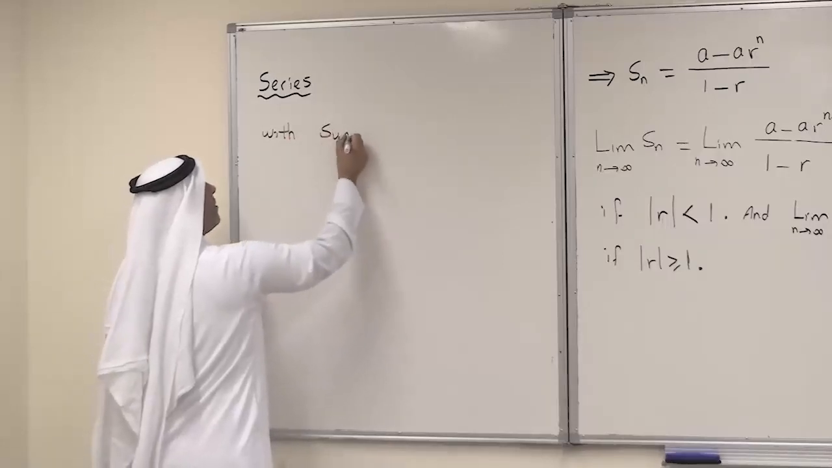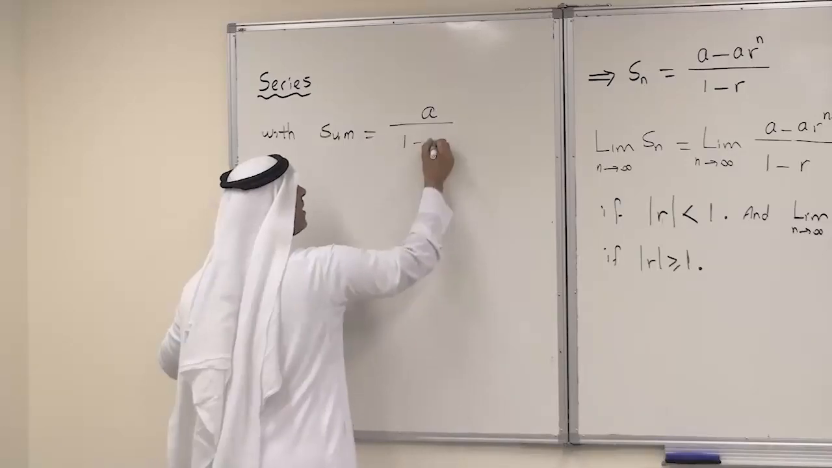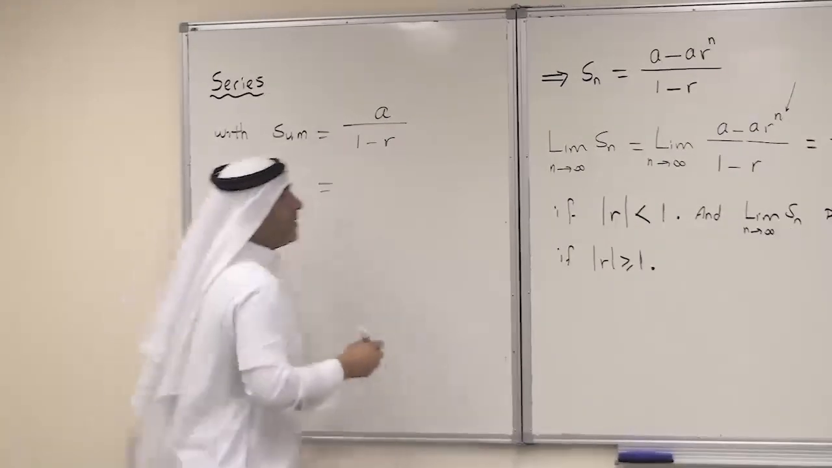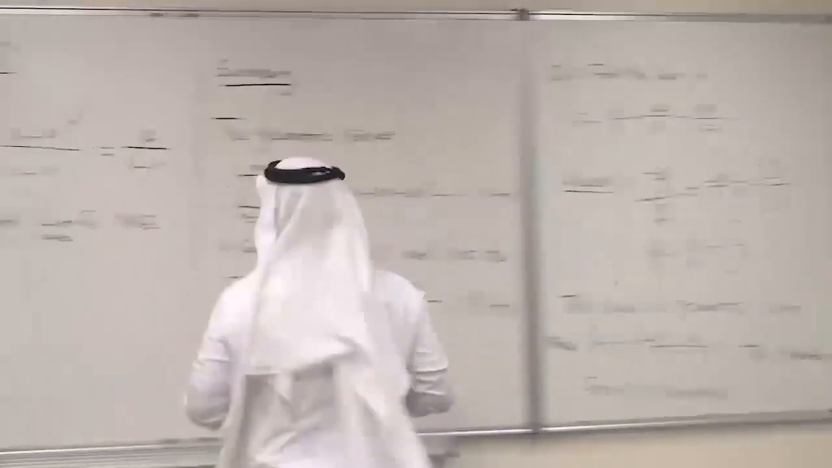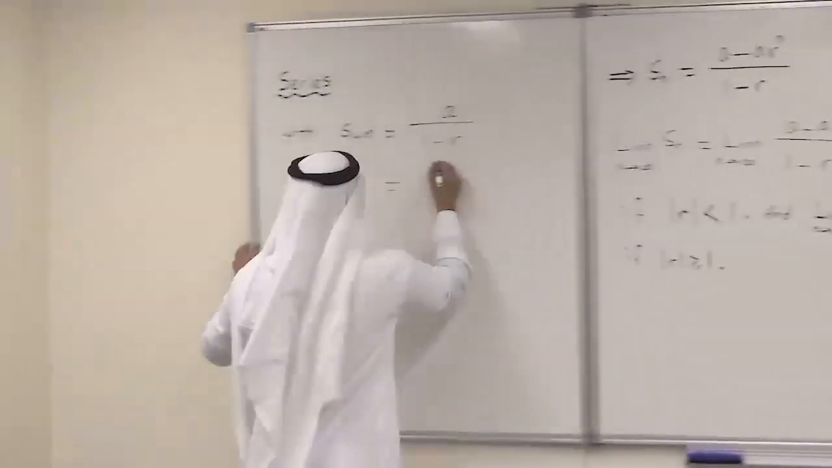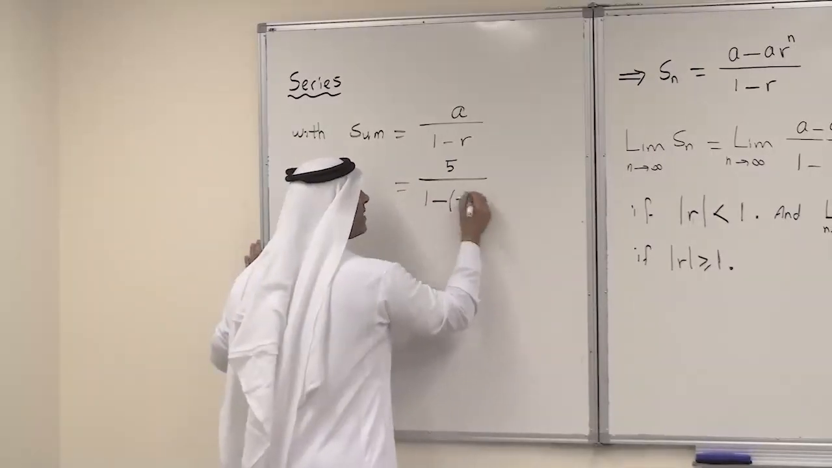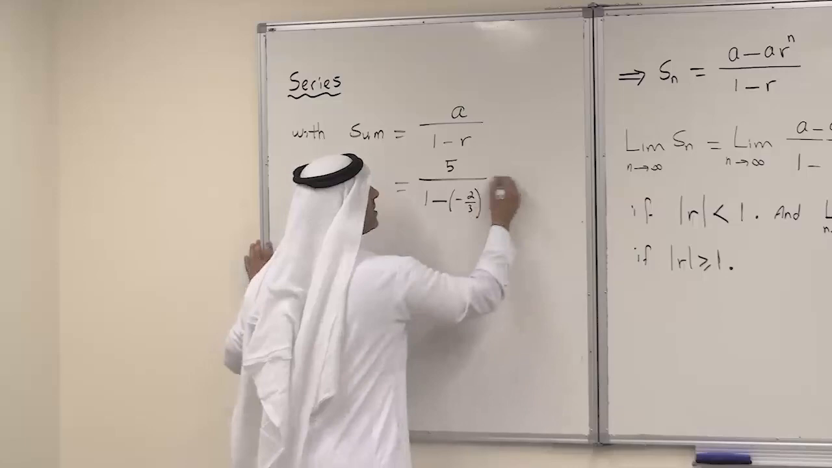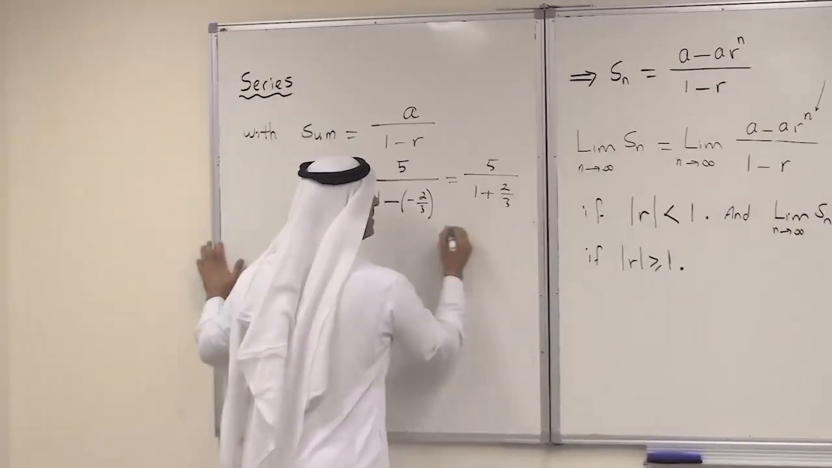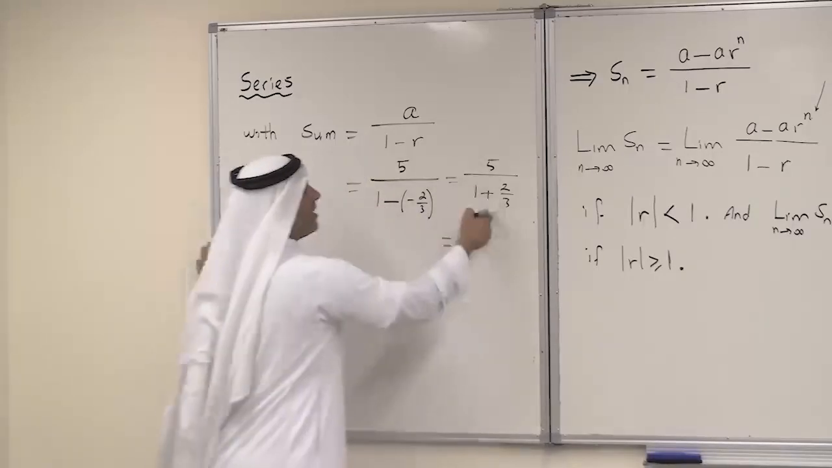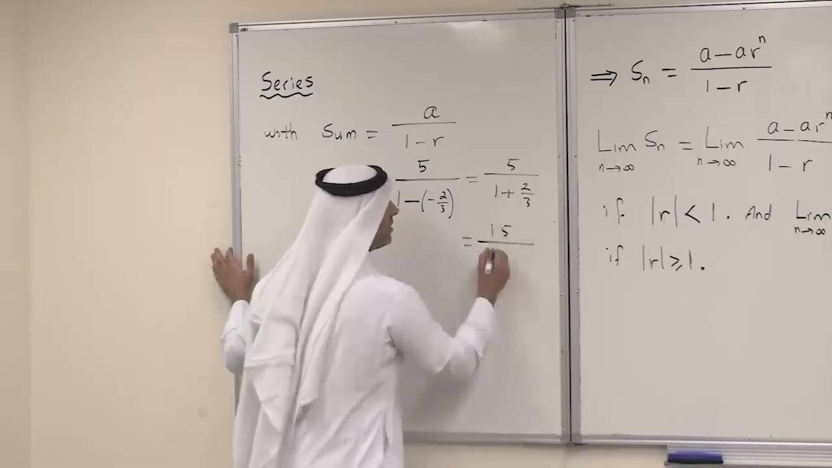The sum is equal to, according to the formula we derived, A over 1 minus R. What is our A? Our A is the first element in the series, that is 5. So A is equal to 5, fine. This is 1 minus, what is R? R is minus 2 over 3. So this is equal to 5 over 1 plus 2 over 3, which, if we multiply by 3, will be 15 in the numerator and 3 plus 2, that is 5, in the denominator.